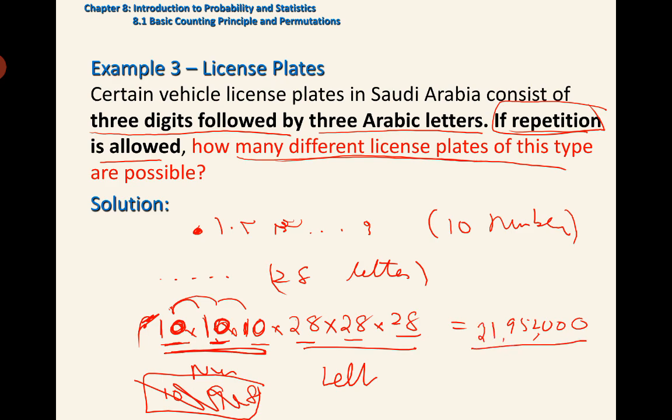What is this? 21. That's it. Okay, so there will be exactly 21,952,000. This is 21,952,000 ways number plates possible. So that's it. If no repetition is allowed, you can change and try this one.